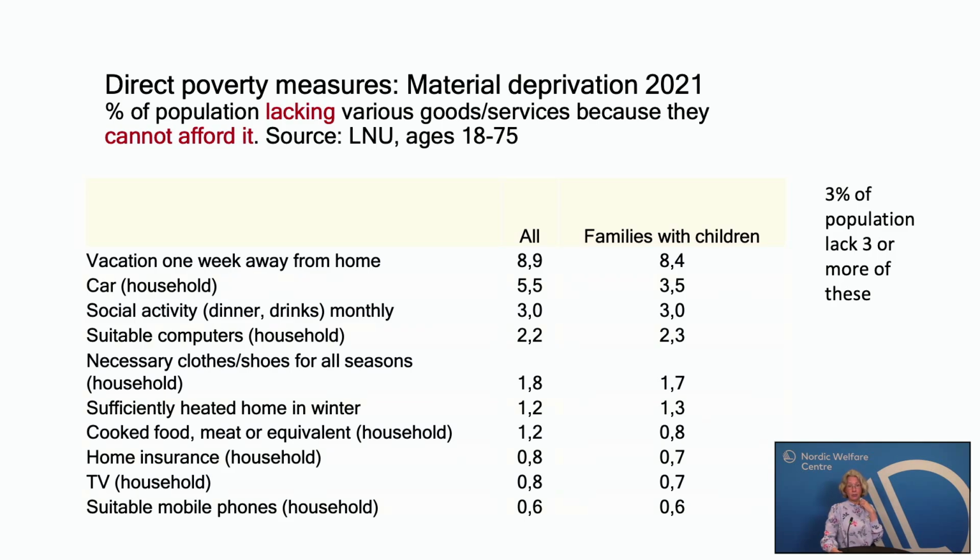And usually you define people as directly poor in this way if they lack a certain number of these items. If we put that limit at 3 or more of these items, 3% of the population lack so many items or services. That might sound little, but 3% of the population is not negligible, thinking about how many people that actually corresponds to. I should say also that this is Sweden. Of course, these are Swedish data, the Swedish level of living survey. So this is an example of a direct poverty measure.